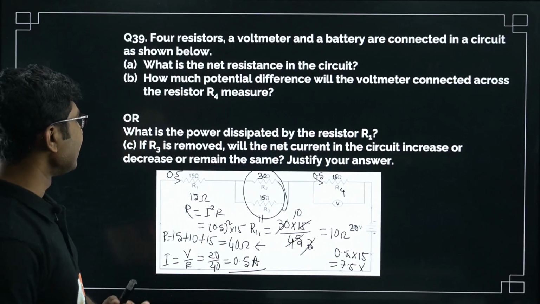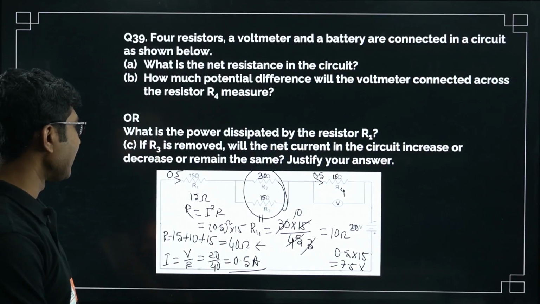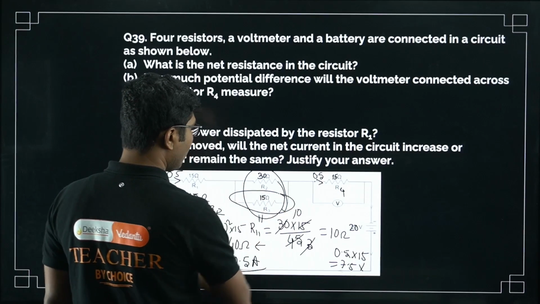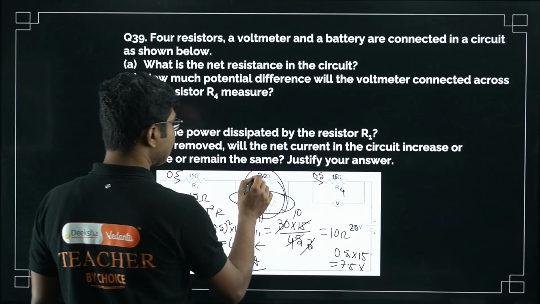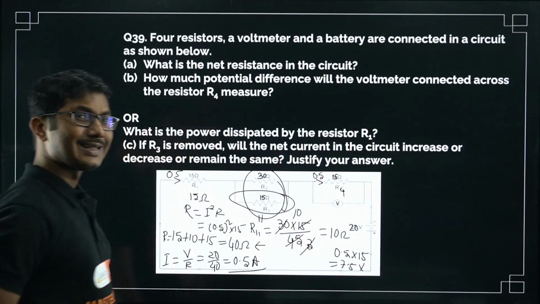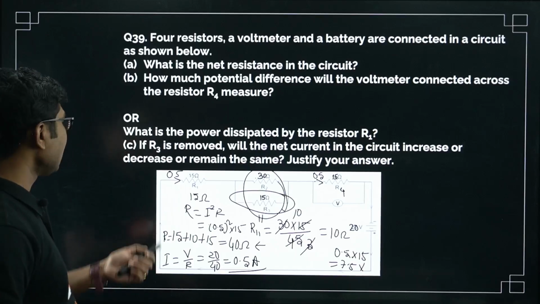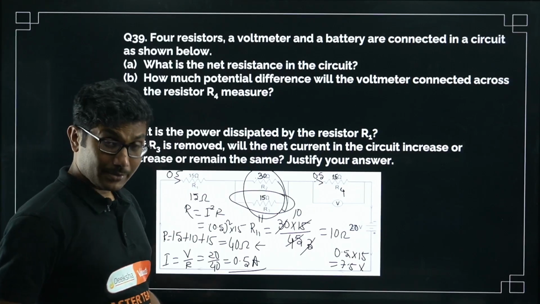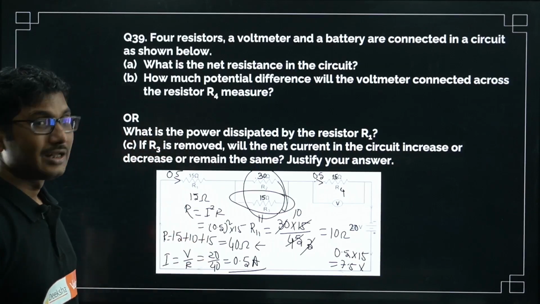Okay, if R3 is removed, will the net current in the circuit increase or decrease or remain the same? So if you remove this 15 ohm, then the total resistance will be 15 plus 30 plus 15, that is 60 ohm. So definitely it will increase. Justify your answer. This is a parallel combination. If you remove one of the resistances from the parallel combination, then the net resistance will definitely increase, right?